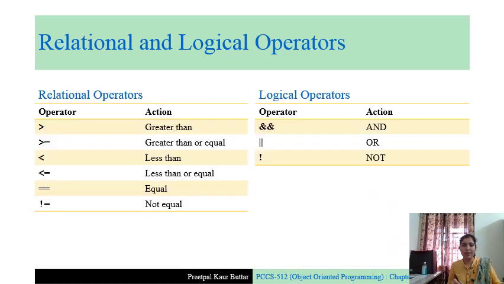These two tables summarize the relational and logical operators available in C++. The relational operators are 6 in number: greater than, less than, greater than or equal, less than or equal, equal and not equal. They are used to check the relation between two expressions. For example, whether x is greater than y or not. And these relational expressions can be connected together using logical operators. Logical operators are 3 in number: and, or, not.